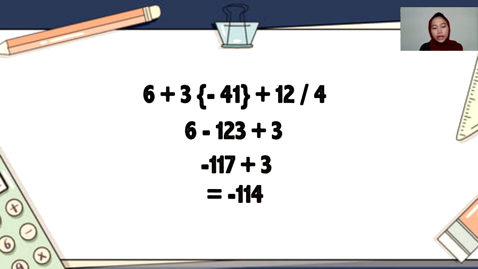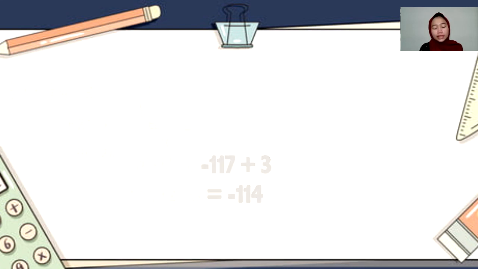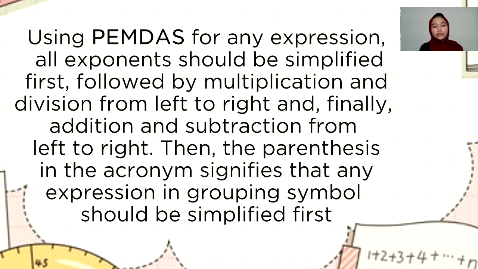Great! So for the lesson summary, using PEMDAS for any expression, all exponents should be simplified first, followed by multiplication and division from left to right, and finally, addition and subtraction from left to right. Then the parenthesis in the acronym signifies that any expression in a grouping symbol should be simplified first.